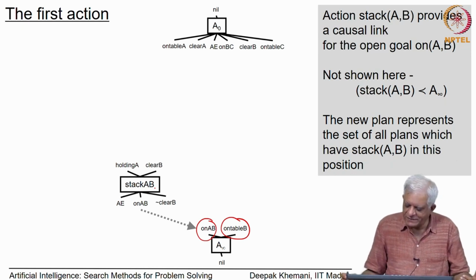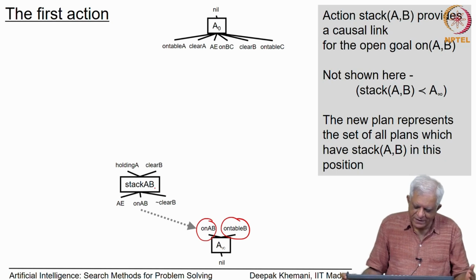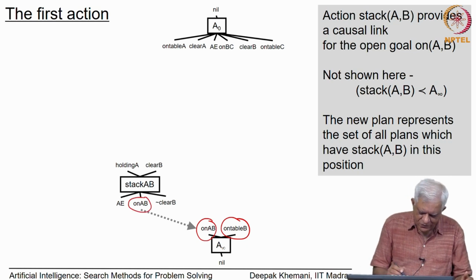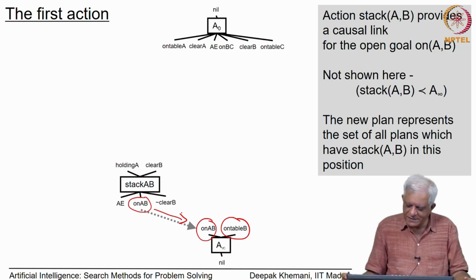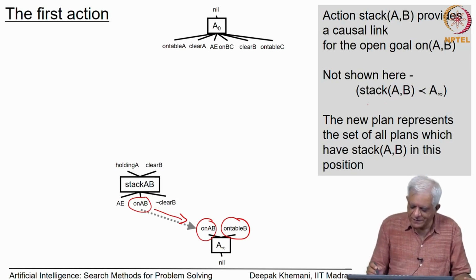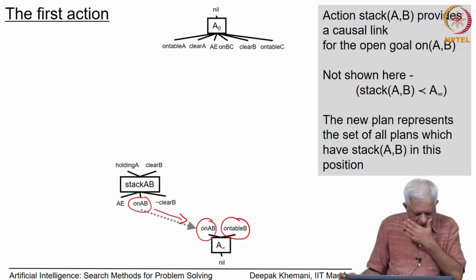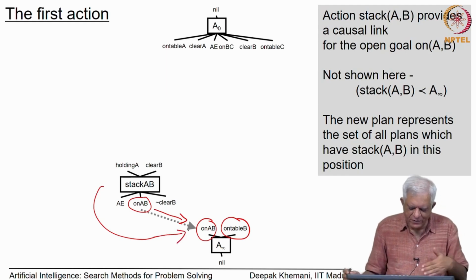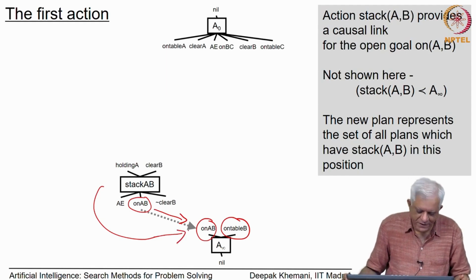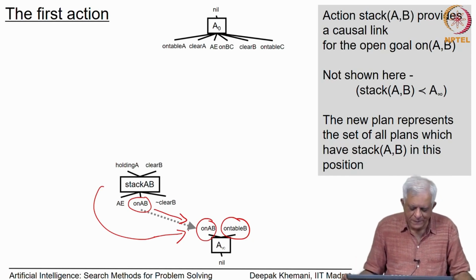So, what does that mean? That we add this action stack A B into the first set, which is a set of actions. We establish a causal link from stack A B to on A B, and we add that as an explicit element in the set of causal links. And finally, what is not shown here is that we add an ordering link. We should add a link saying that this action happens before this action, but we will not show it because the slide would become more cluttered. We will show it towards the very end.